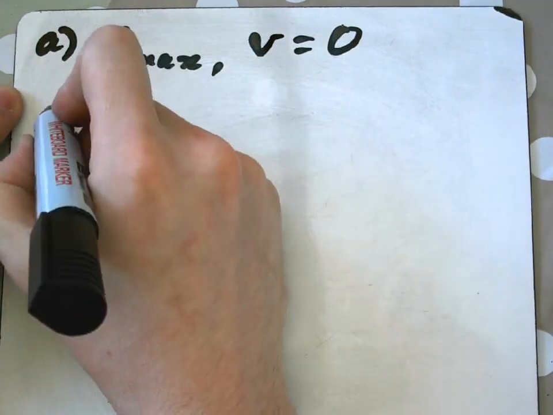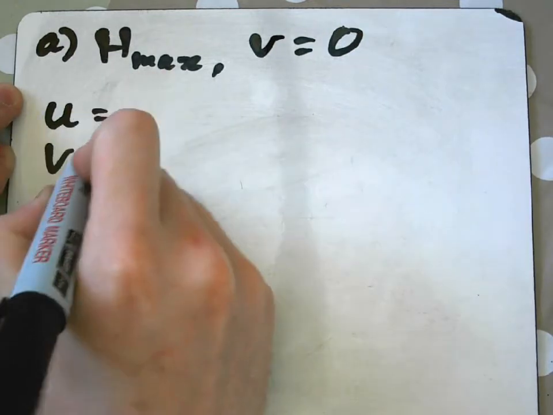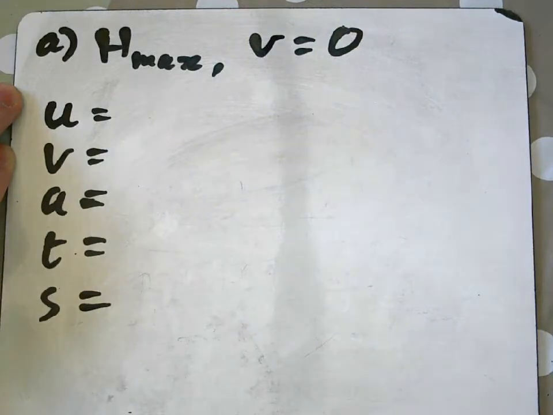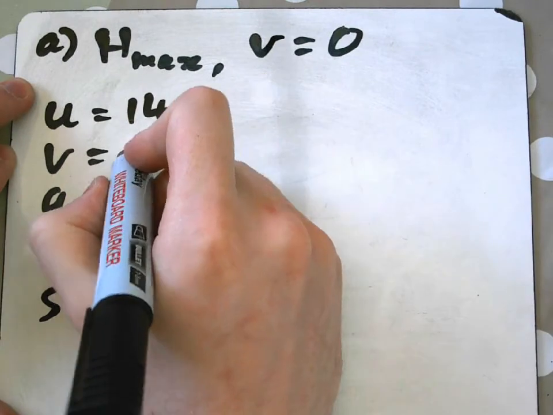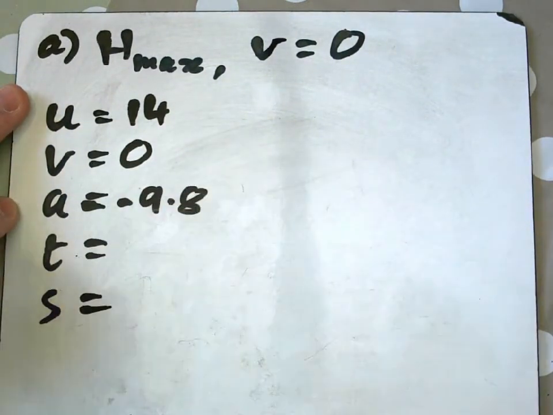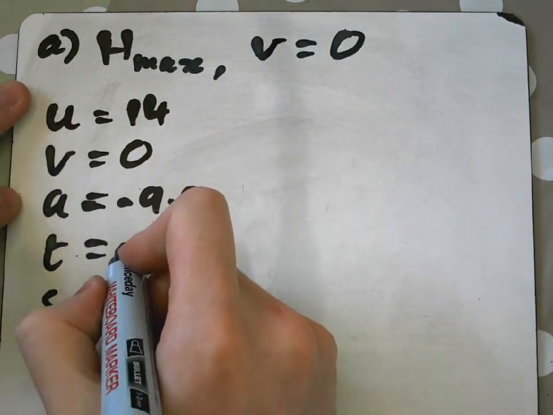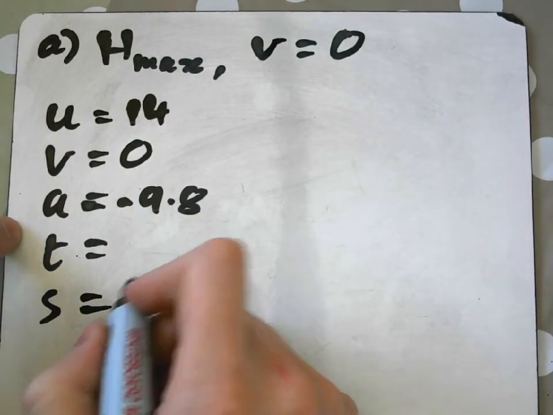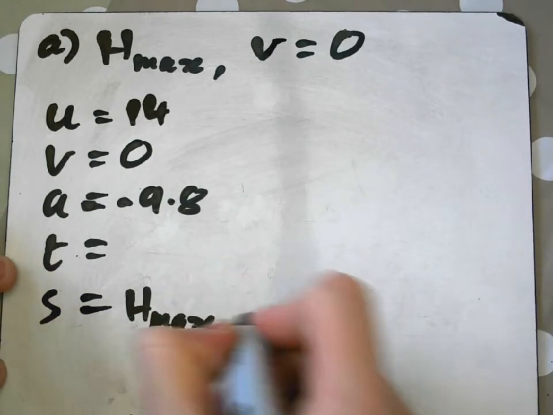Okay. From there, we're just going to set up our equations of motion, or SUVAT, whatever your preference is. Our initial velocity is 14, final velocity is 0. Acceleration, assuming we're on Earth, unless told otherwise, is always going to be negative 9.8. Time, we don't know, however, in this particular example, time is irrelevant, we're not asked anything to do with that. And displacement is that maximum height.